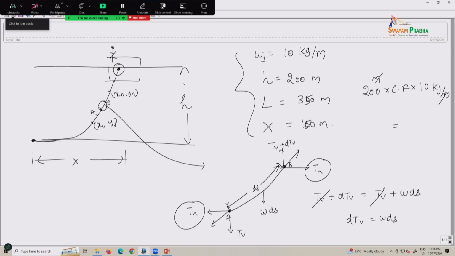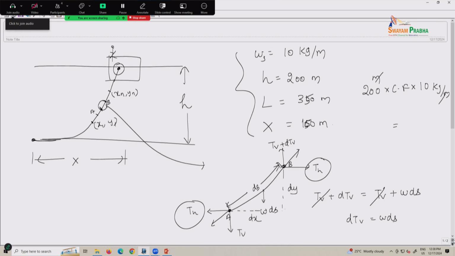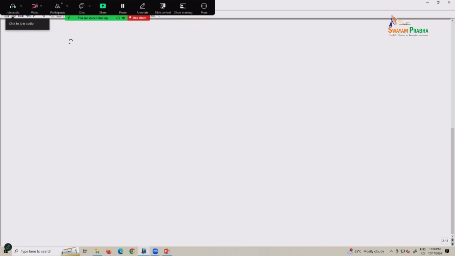Okay, so now what else can we do? This is a very small element, we said, correct? So let us take this as a dy, this as a dx, right? So ds, I can write it as dx square plus dy square for a very small element. Is that correct? Correct or not?